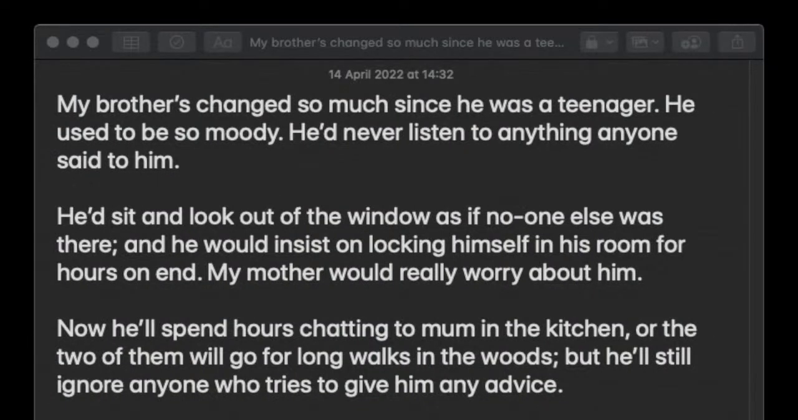Okay. So here, for example, it sounded a bit like Elena said. My brother's changed so much since he was a teenager. It sounded like she said chatting to Mum, but it should be chatting to Mum. Okay? So instead of chatting to Mum, it should be chatting to Mum. But again, I'm not sure if she's actually made that mistake. It could just be the audio. So let's see if I can find that part again.